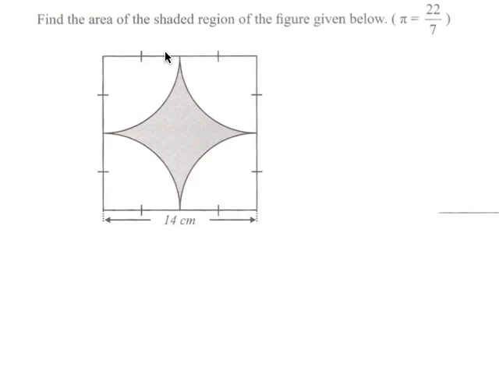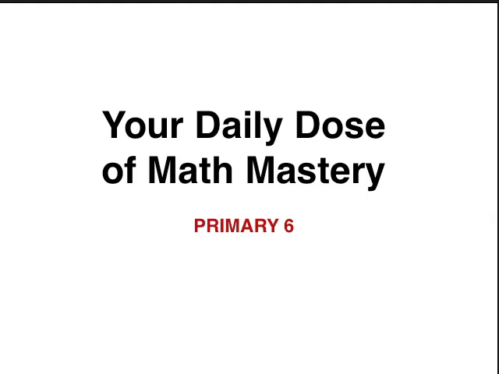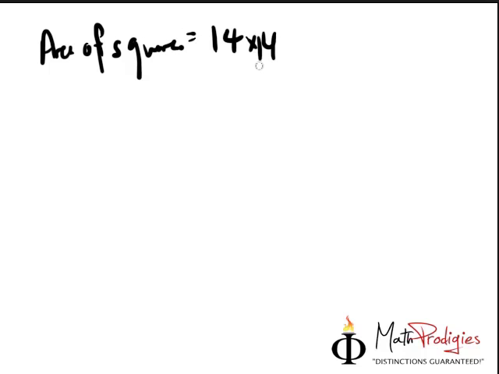Good job. So again, the whole idea of this question is to test you on whether you can see, you can spot, and you can understand what quadrants actually mean. So basically the area of the shaded region is the area of the square minus the area of this big circle. So let's do this right now. Okay, so area of square equals 14 times 14, which gives you 196 cm squared.